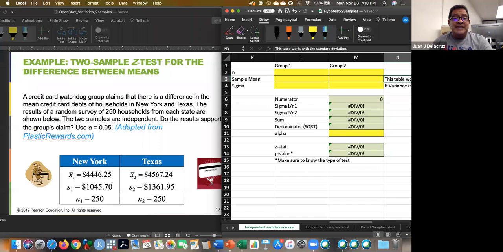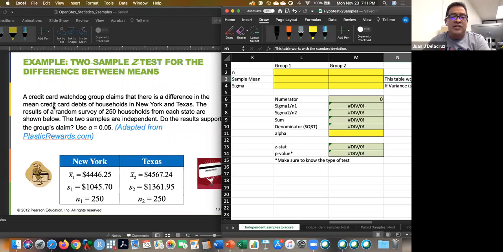So in this case, a credit card watchdog group claims that there is a difference in the mean credit card debt of households in New York and Texas. Of course, people who live in Texas don't live in New York. By definition, we have an independent sample, so we don't have to burn our brains to determine that this is true.